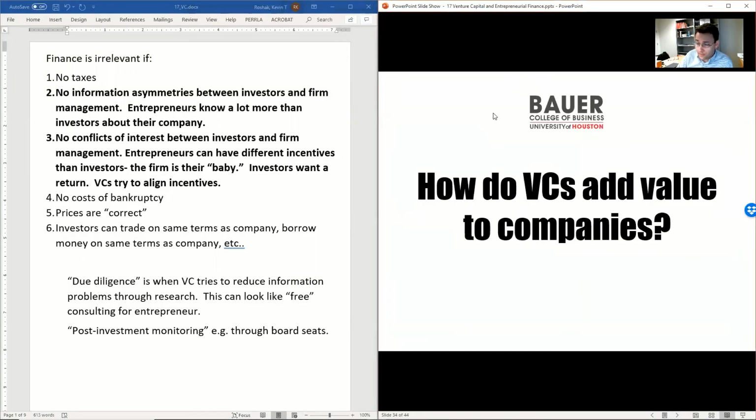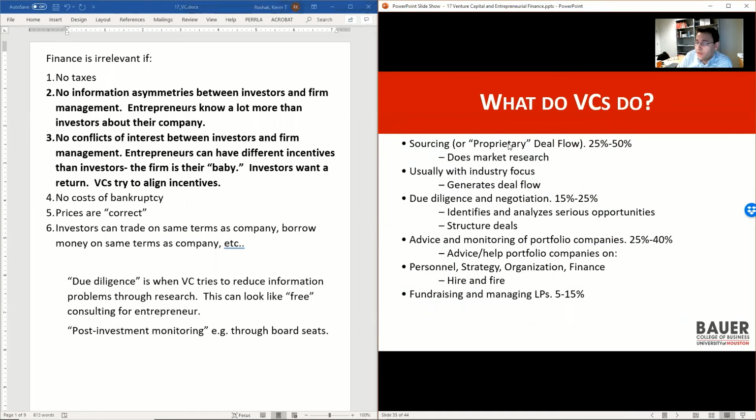We'll start just by talking about what VCs are doing with their time. So about 25 to 50% of the time, VCs say that they're sourcing. What this means is they're looking for the next deal. Right? There's all of these entrepreneurs out there, all of these startups. Sourcing means they're trying to find new deals to invest in.